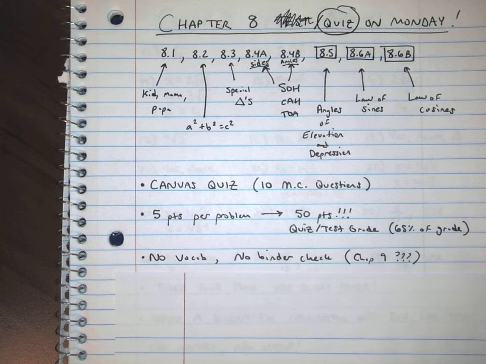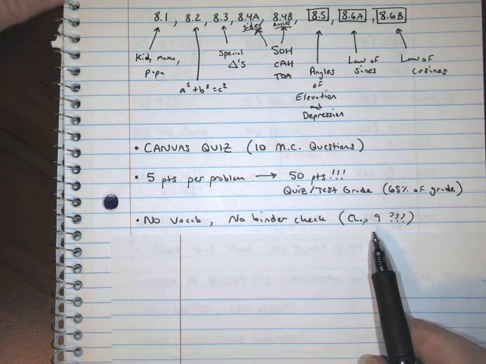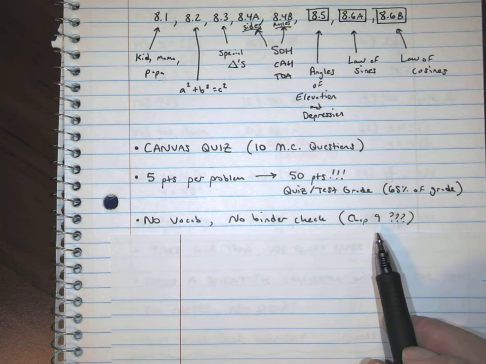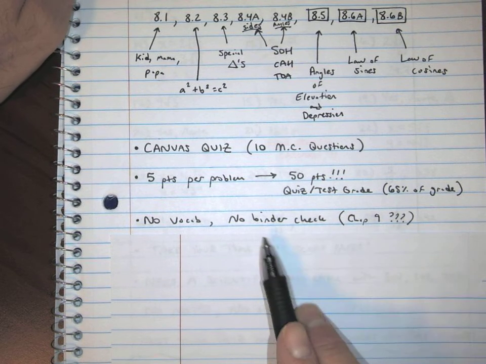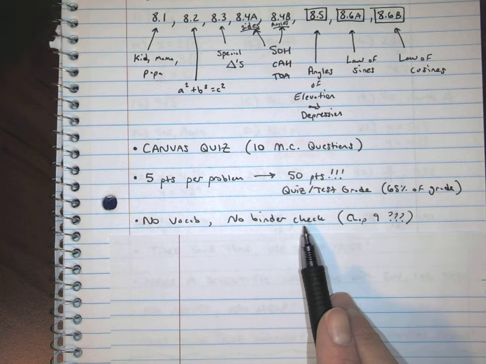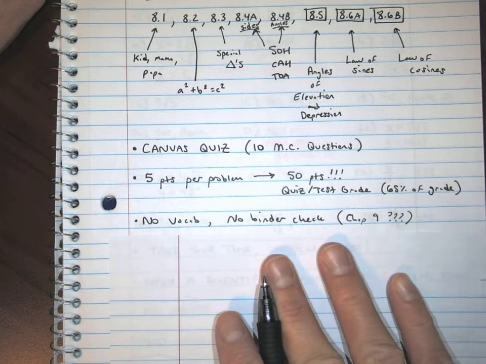No vocab, no binder check. I'm not going to give that to you, not with us being online. Chapter 9, I'm kind of kicking around some ideas. I'm thinking about doing a binder check at the end of Chapter 9, which would entail you all as students taking pictures of your notes and then sending them to me. I'm not really sure how that's going to work. I've got to keep thinking about that, but I kind of want to start doing some binder checks because I think that's going to be easy points for everybody, which is not necessarily a bad thing.